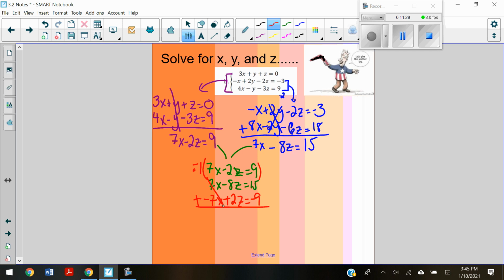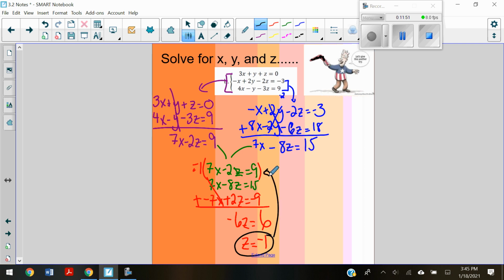All right, so those will cancel, and I'm left with a negative 6z equals a positive 6. So my z is negative 1. All right, plug it back into either one of the green equations. Doesn't really matter. I'm just going to pick the top one.